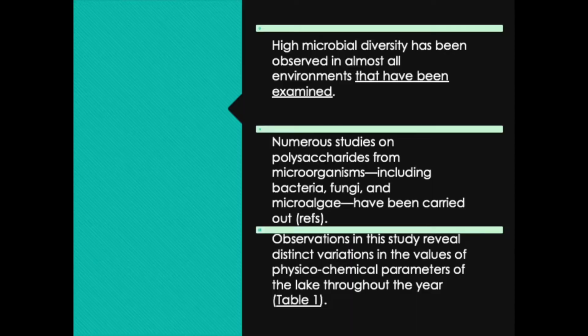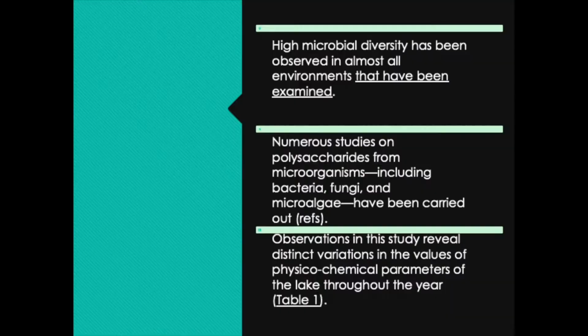What are some examples of obvious or unnecessary? Well, let's look at a couple. High microbial diversity has been observed in almost all environments that have been examined. Well, you can't observe microbial diversity in environments that have not been examined. So that have been examined is not necessary. So we could just say high microbial diversity has been observed in almost all environments. Now, if there are a lot of environments that have not been observed yet, I think that should be pointed out, but it needs to be done in a different way.